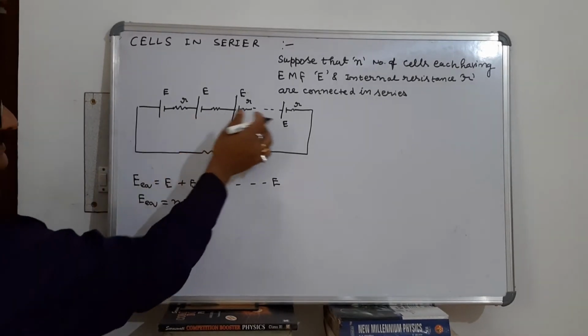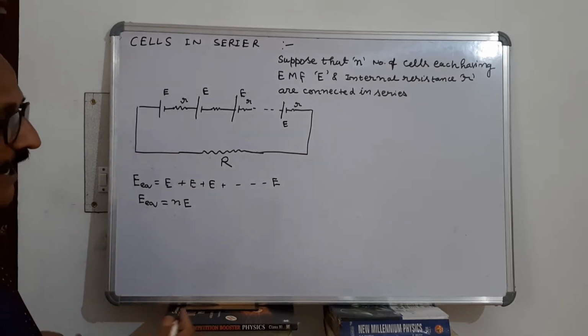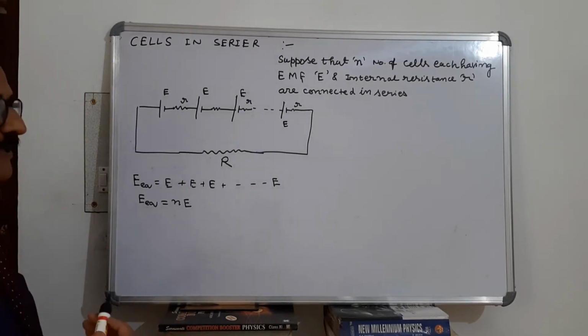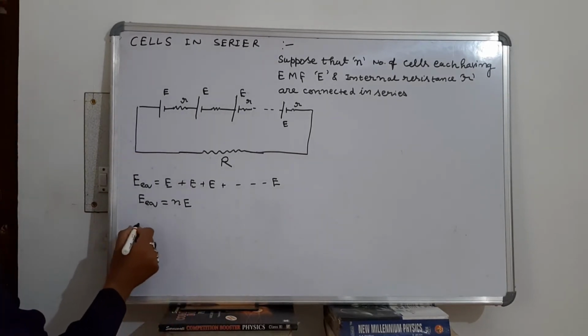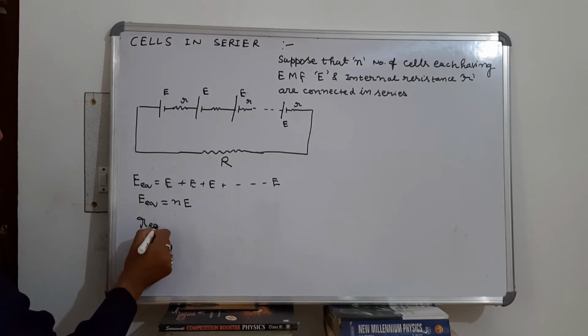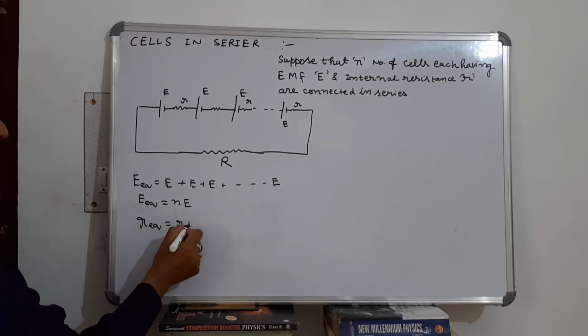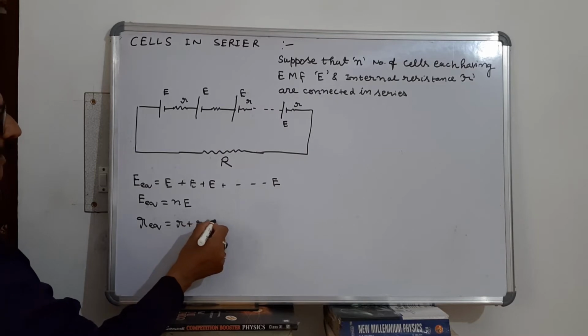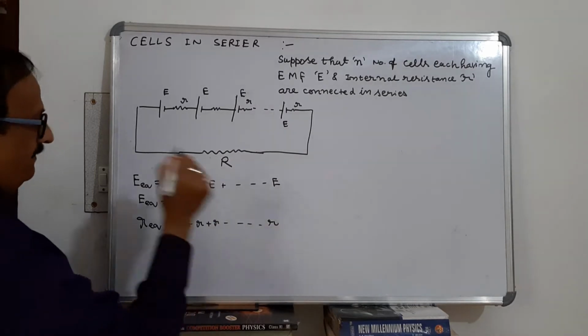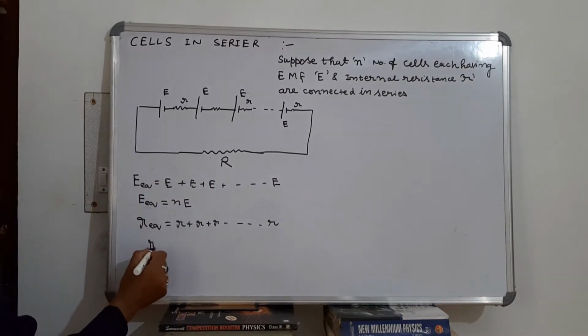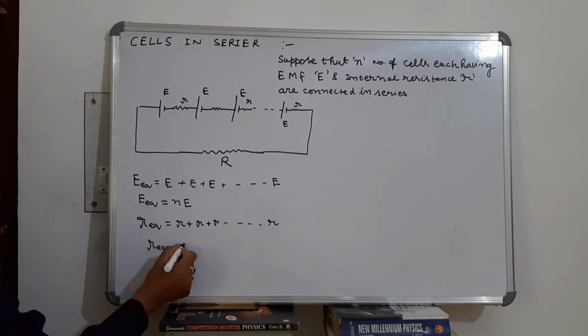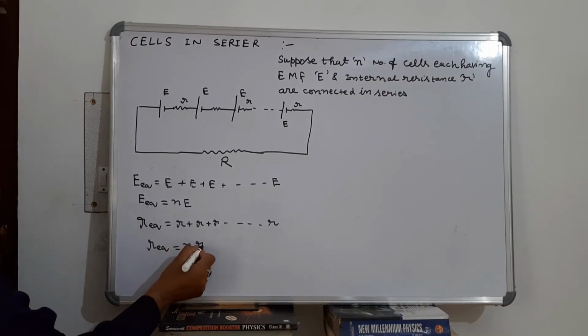Now all internal resistors are in series. R is equal to R1 plus R2 plus R3. Therefore r equivalent will be equal to r plus r plus r up to n terms. Therefore r equivalent is equal to n r.